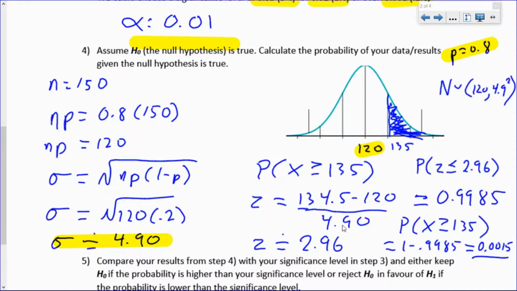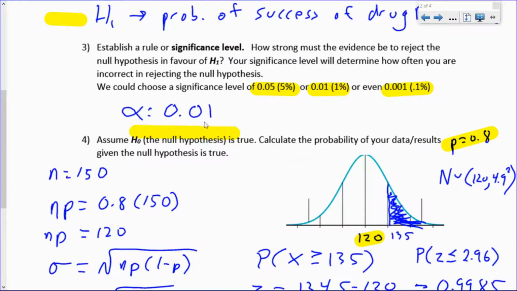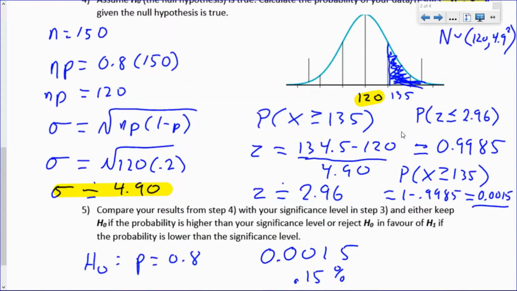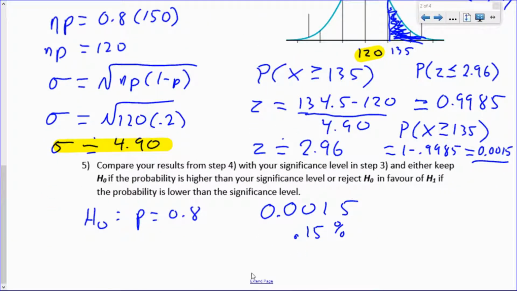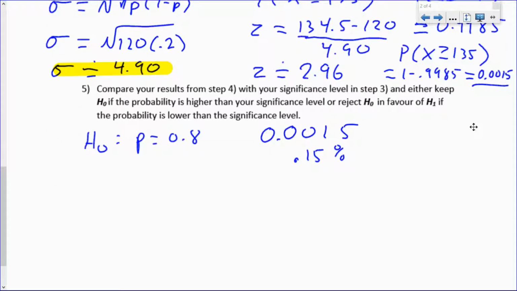That is much, much lower than our significance level of 1%. So the chances of this happening by chance are so low that we can throw out the null hypothesis and replace it with H1. So we can conclude that drug B is more effective than drug A.